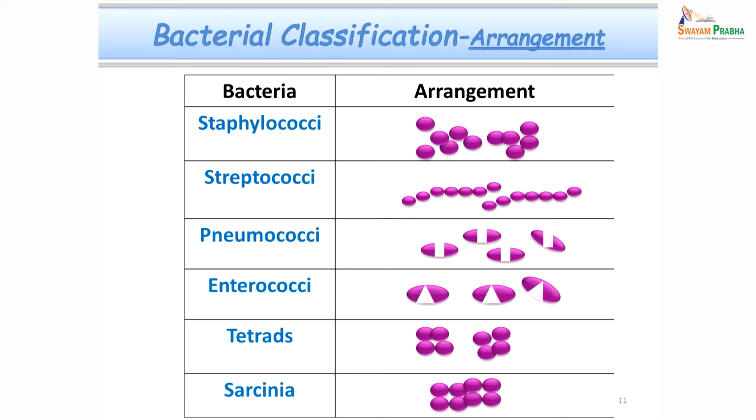Continuing with the bacterial classification, the classification can be further based on their arrangement. If the bacteria are arranged in grape-like clusters, they are called Staphylococci. If they are arranged in chains, Streptococci. Pneumococci are typical lanceolate shaped diplococci with a capsule around them. The enterococci are typically described as having a spectacle appearance. The arrangement of these cocci could be in groups of 4s or in 8s. If they are in groups of 4s, they are called tetrads, and Sarcina if they are in 8s.